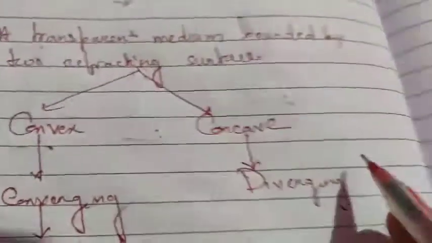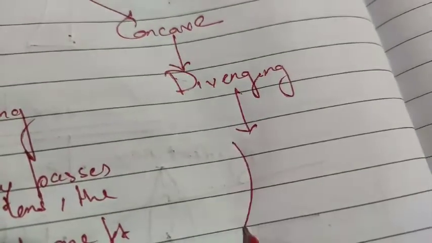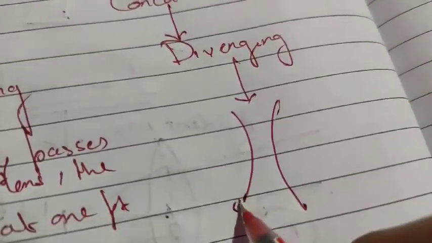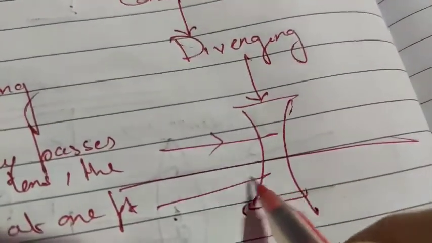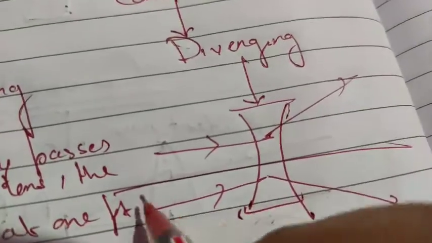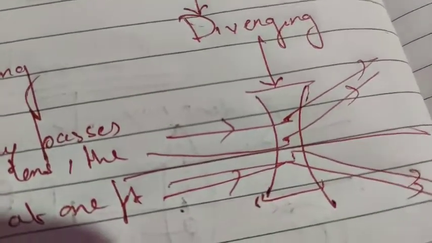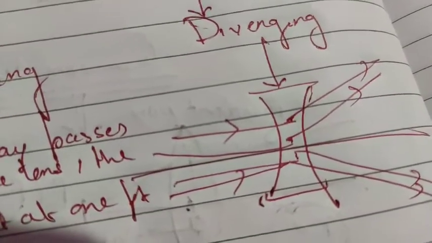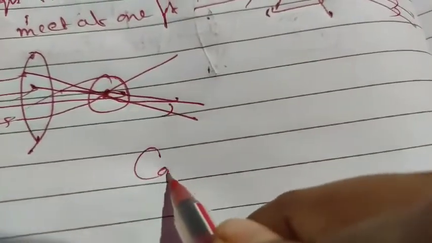Clear? When we move to the diverging, student, the structure of a concave lens is like this. So when you consider any incident ray of light, when it passes through the lens, see, all the rays are diverted, means they do not meet at one point after refraction. So it is a diverging lens. Clear to you? Now if you categorize, student, the convex lens, it is of three types.